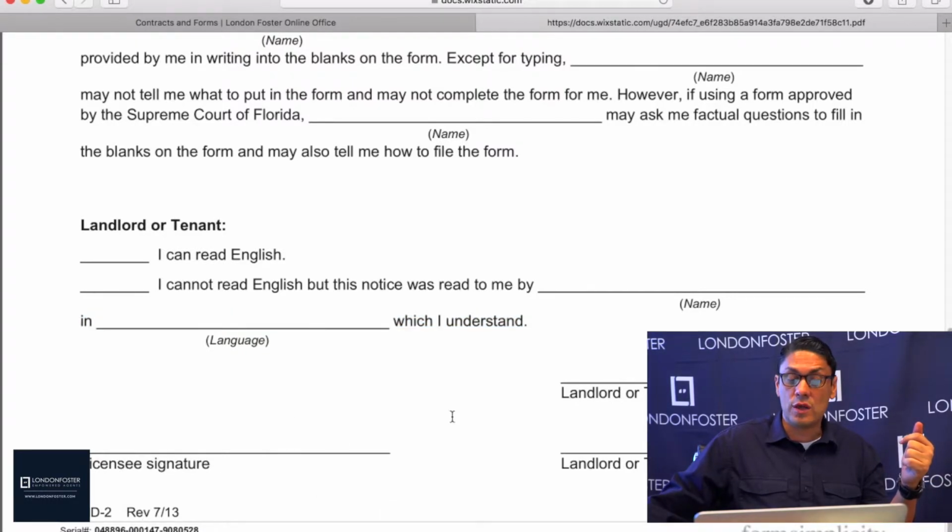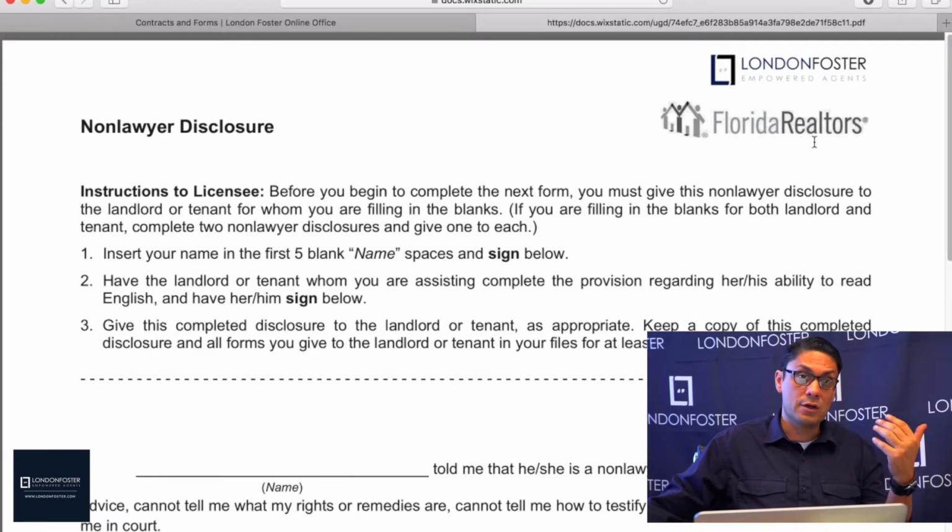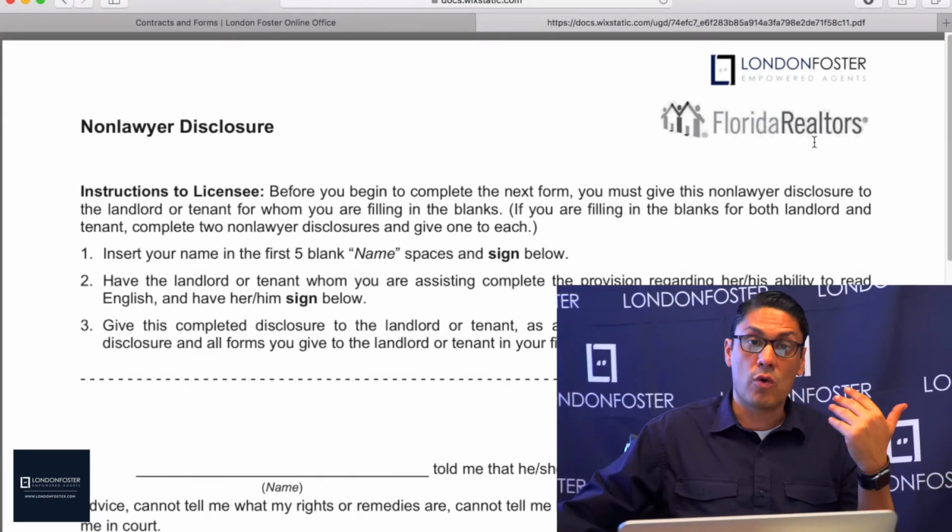You also want to make sure that you sign this, and the landlord or the tenant or both sign it also. Again, this is the non-lawyer disclosure form. It is a great way of protecting yourself when working with international clients, so they don't come back and say, oh, I didn't understand that in the contract because English is not my first language. You want to reiterate that it is important for them to understand the contract and that they can go ahead and seek counsel from an attorney.